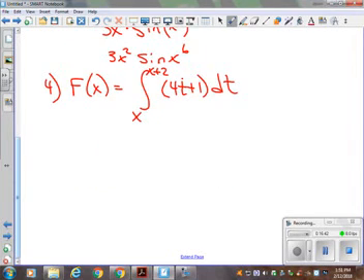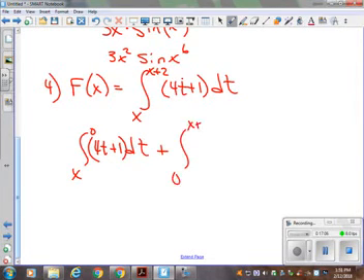So the idea is we break it into two problems. And you pick a number, and it doesn't matter what number you put. It absolutely does not matter what number you put. So I always just put 0 because it's just easier. So from x to 0 is one of my problems, and from 0 to x plus 2 is my other problem.